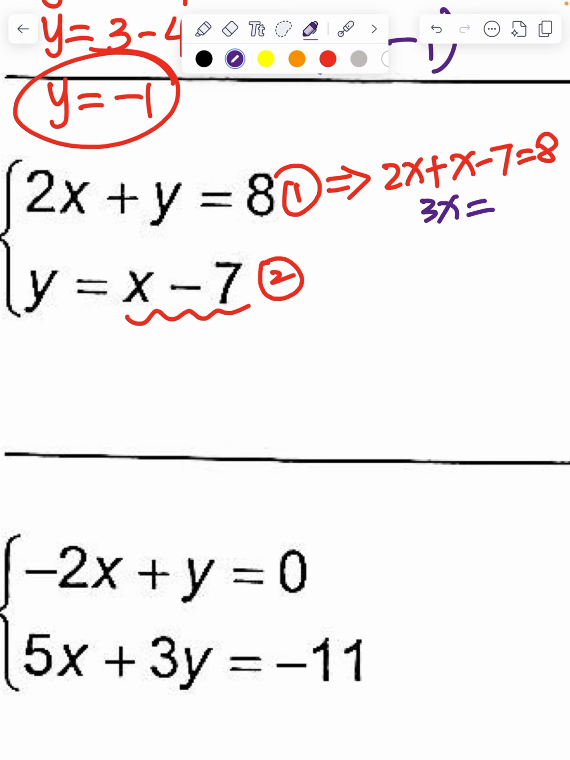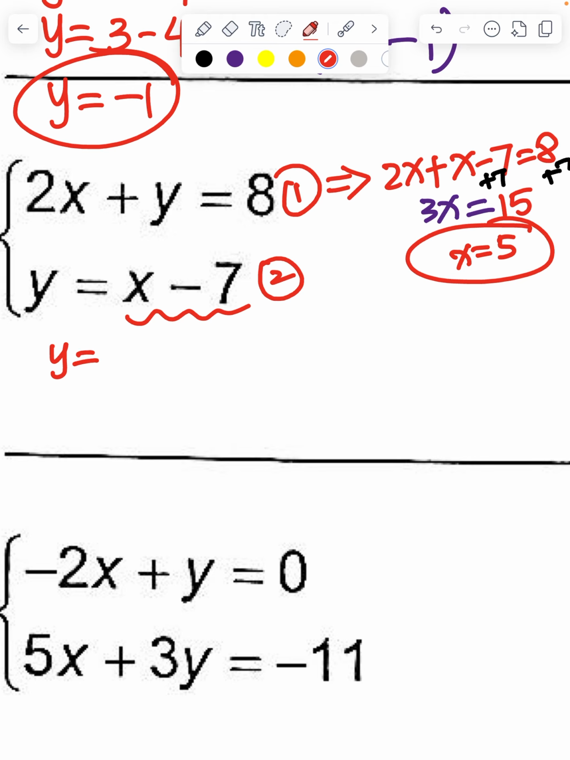Or if you use the knowledge you learned in middle school, just add 7 on both sides, right? So 8 plus 7, that's 15. Negative 7 plus positive 7, that's gone, 0. So 3x equal to 15. 3 times a number equal to 15, that number equals 5. So we solved x equal to 5, and then solve for y.